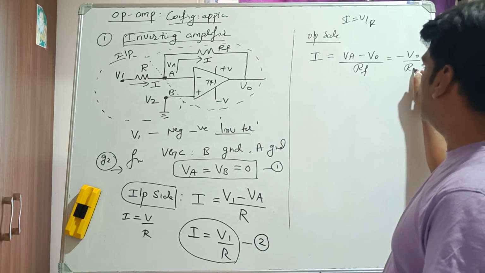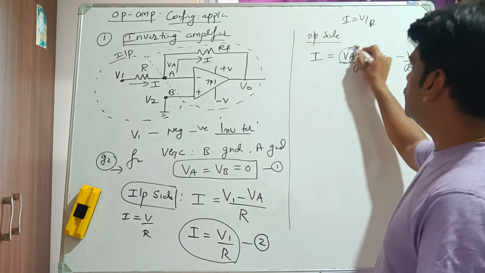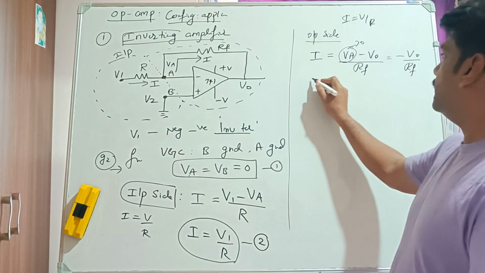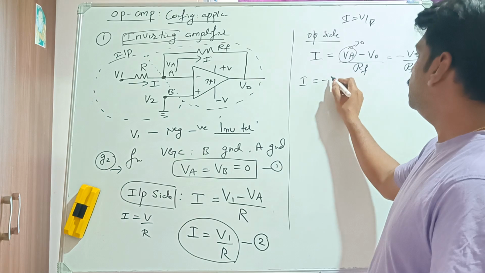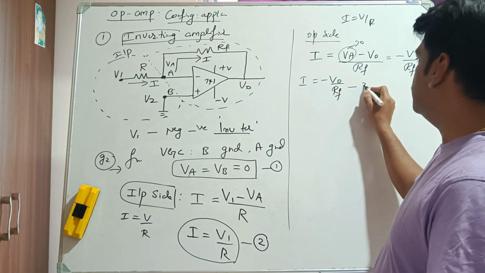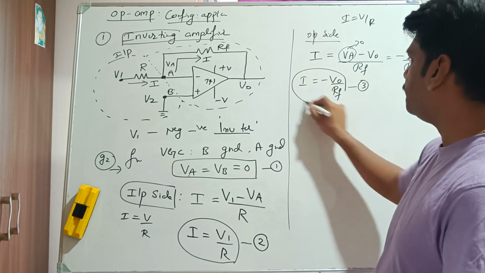If it is 0, what will you get? V naught by RF. How is it going to be 0? This is from the virtual ground concept. We have done that. It is 0, right? Then after that, what will you get? I is equal to minus V naught divided by RF. I will take this as equation number 3.